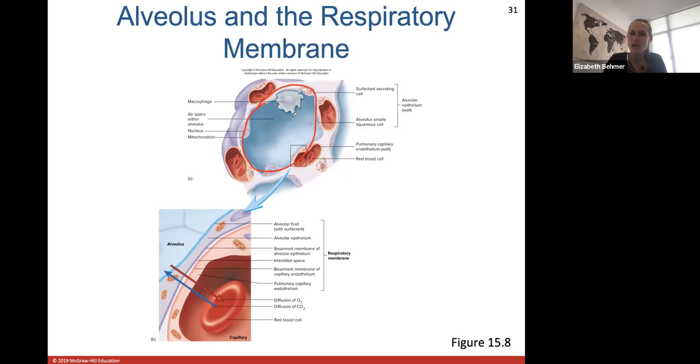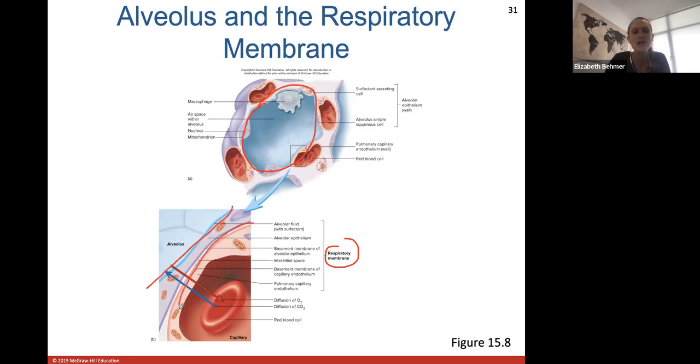And this is where we have a lot of oxygen because it's what we've been breathing in. Oxygen, if we look at this picture at the bottom, we're describing the membrane, which is the kind of wall between the alveolus in blue and the capillary in red.